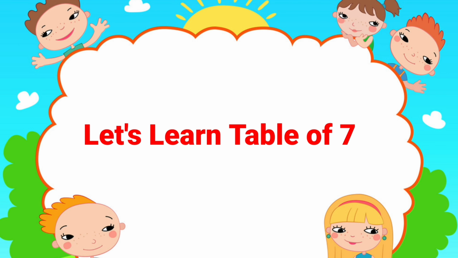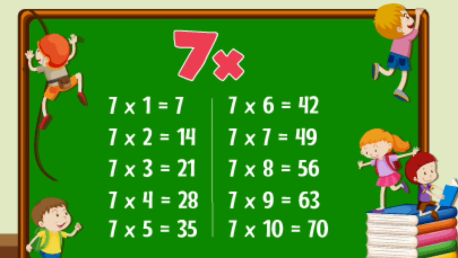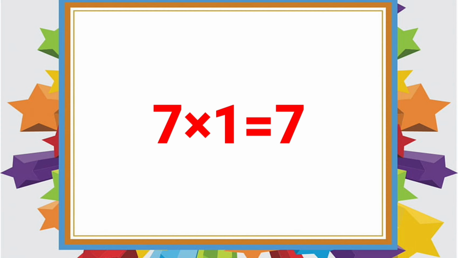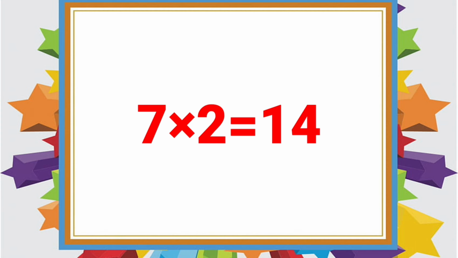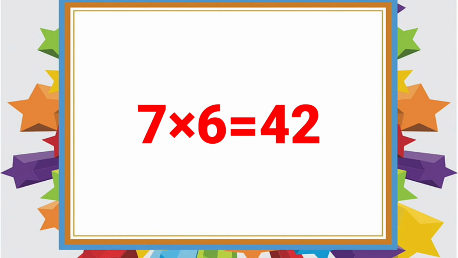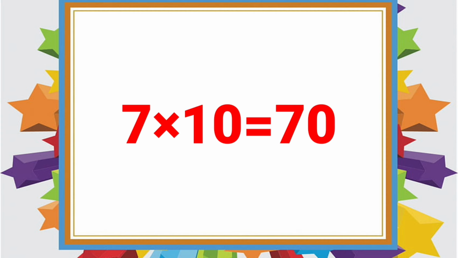Let's learn table of 7. 7 ones are 7. 7 twos are 14. 7 threes are 21. 7 fours are 28. 7 fives are 35. 7 sixes are 42. 7 sevens are 49. 7 eights are 56. 7 nines are 63. 7 tens are 70.